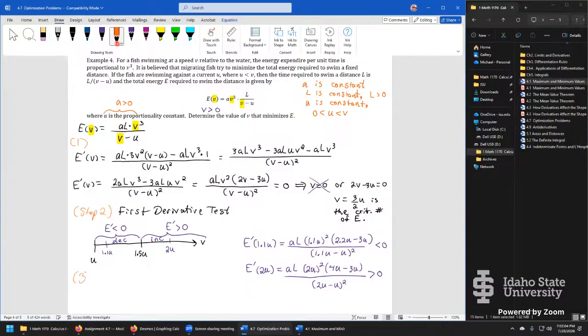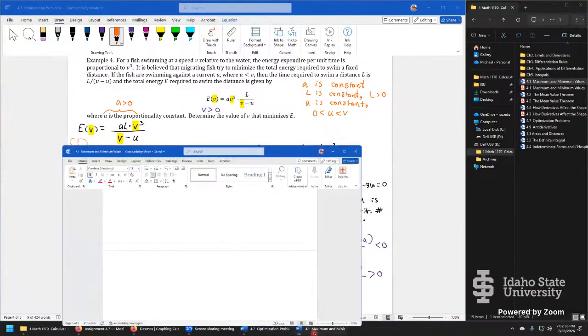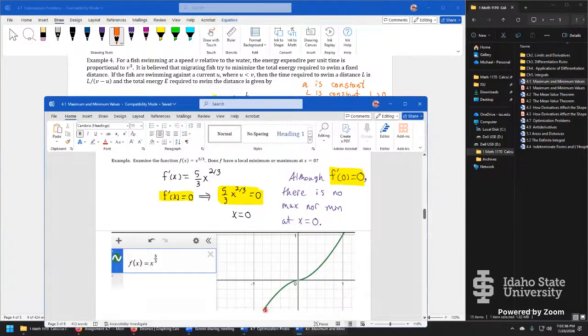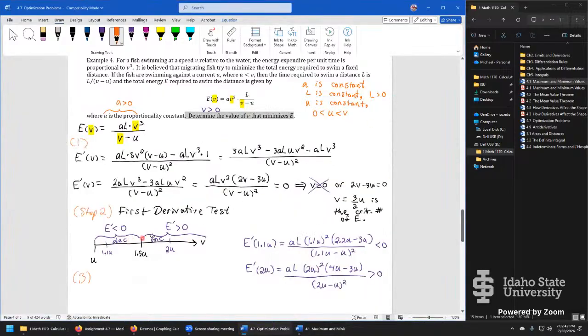So step 3 is going to be our conclusion. It says, determine the value of V that minimizes the energy expenditure. Well, all the first derivative test was doing for us was proving we actually do have an absolute minimum. The value of V is already given here, 3 halves or 1.5 times u, the speed of the current. So step 2 tells us we're not looking at a picture where energy expenditure always increases or always decreases. It actually turns around from decreasing to increasing, which gives us the absolute minimum.